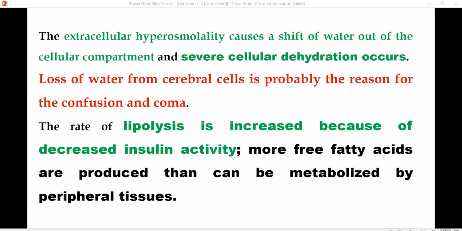The extracellular hyperosmolality as a result of excessive urination would result in a shift of water outside the cells, causing severe cellular dehydration, and also the loss of water from cerebral cells could result in confusion and coma.